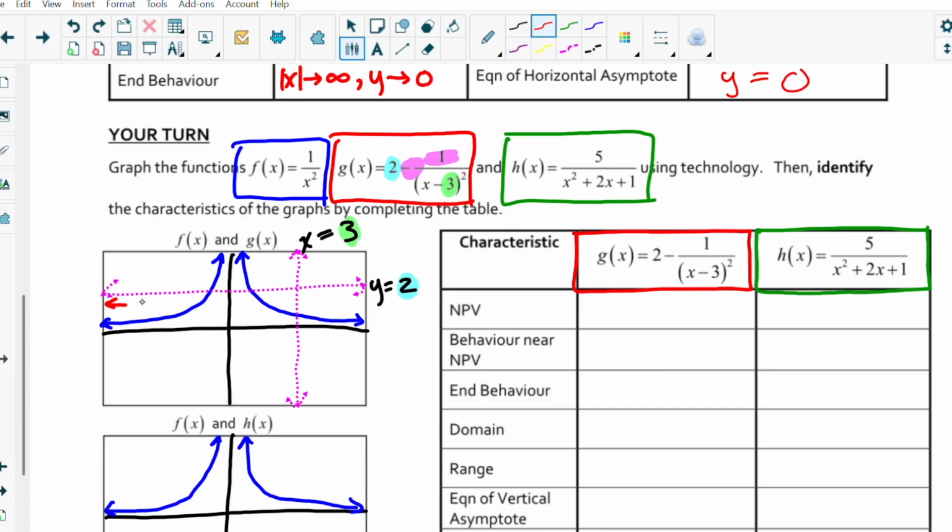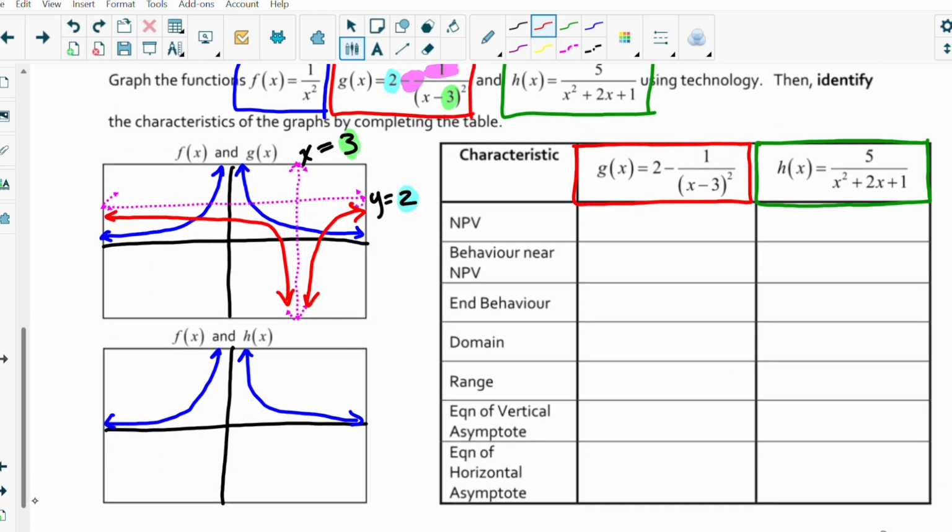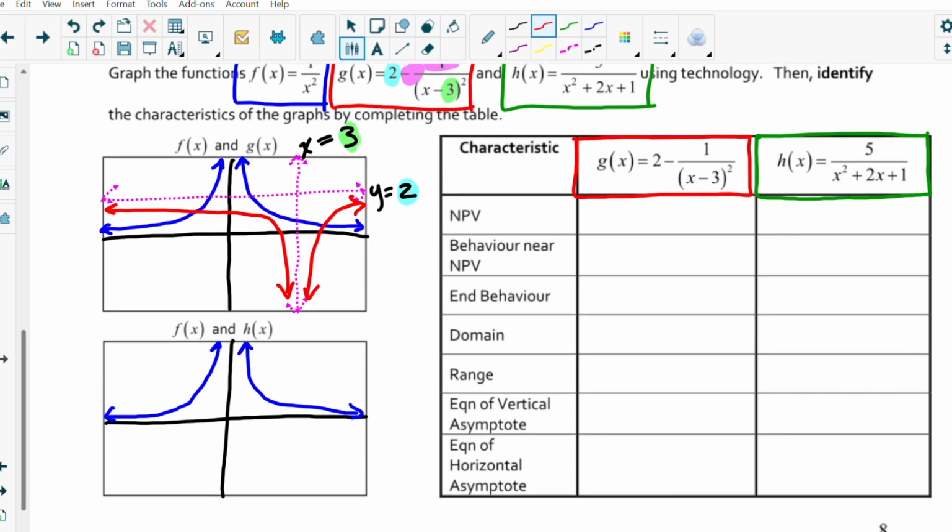So it's the telltale rational squared, except it's flipped like that. Okay. There we go. And then let's do g of x.